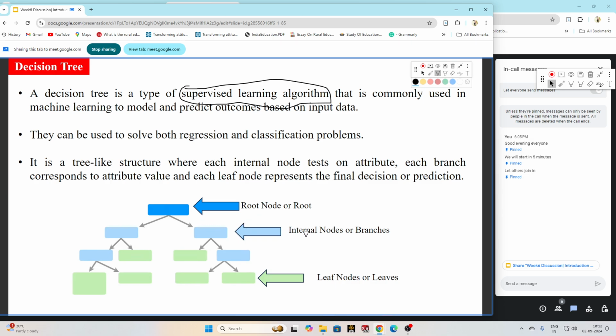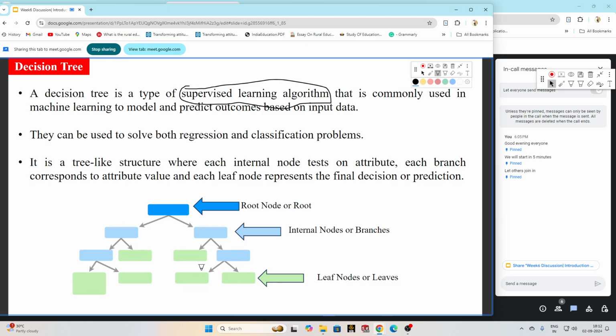The second type of nodes are called internal nodes or branches. The root node splits into many internal nodes or branches, denoted here by sky blue color. And lastly there are leaf nodes, the green ones. These nodes will actually give your prediction.